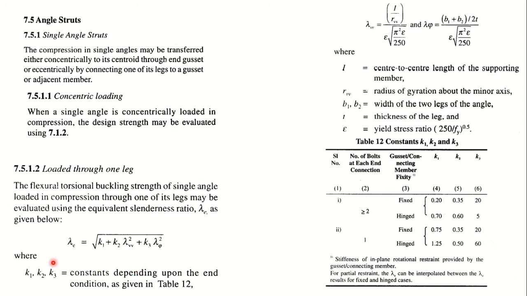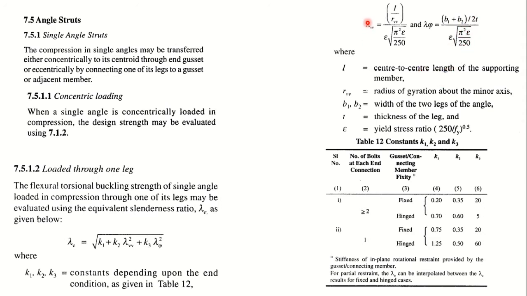Other than this, we have two more parameters that have to be calculated, that is lambda vv and lambda phi. They have been expressed by these equations. Lambda vv is L by rvv divided by epsilon into root of pi square E upon 250. Just note a correction in this code: the term within this root is printed as epsilon, but it is the Young's modulus, E, the modulus of elasticity of the steel. So rightly speaking, lambda vv will be L by rvv upon epsilon into root of pi square E divided by 250. Similarly, lambda phi is b1 plus b2 by 2t divided by epsilon into root of pi square E upon 250.